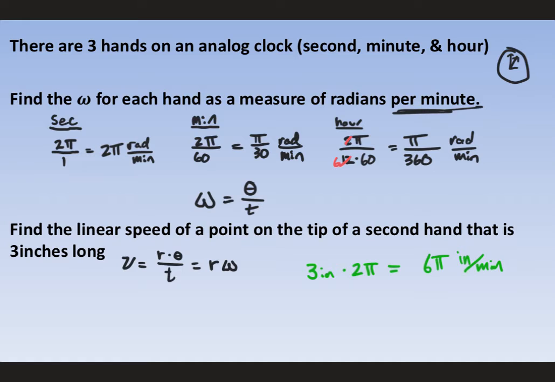Well, now, once again, that doesn't mean a whole lot to the normal human brain. 6 pi is kind of an arbitrary thing. So if you wanted to convert that into a decimal, you would say it is 18.8 inches per minute. These are the same thing. It all depends on what the directions tell you, what they actually ask for when you're solving the problem. All right, let's keep going.